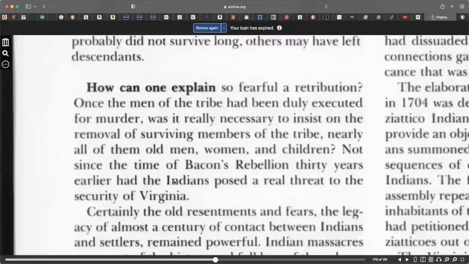Like, that's a good question. Nearly all of them, old men, women, and children. Do you hear that? Most of their warriors were already dead. It was just old men, women, and children. Why would they need to send these people away? They weren't going to do no rebellion and kill all the settlers.